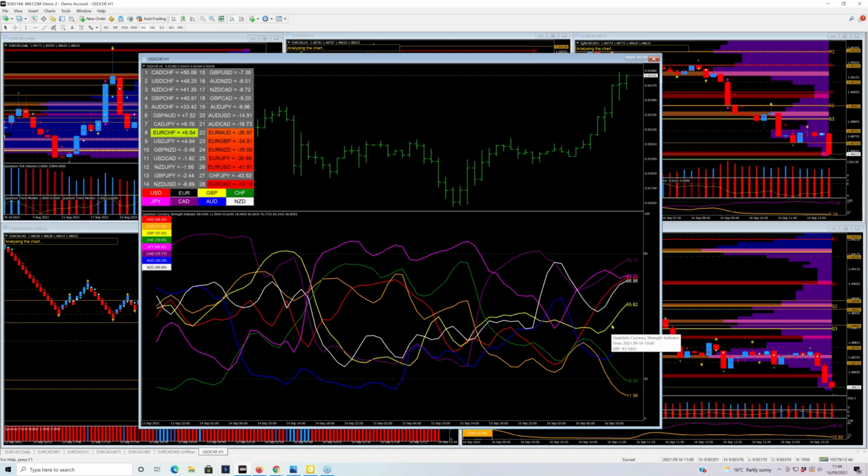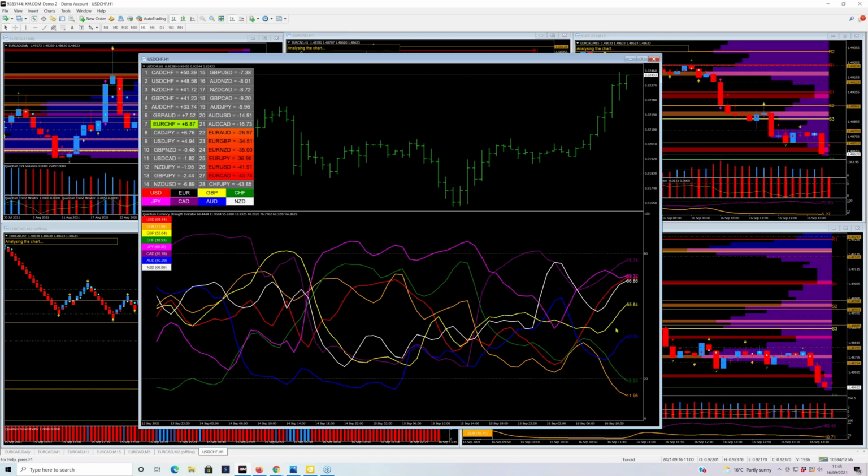So again, it's patience, and this is really one of the beauties of the CSI. It gives us so much information at a glance, so it saves you having to look at lots and lots of charts simultaneously. So clearly there's some nice strong buying of the pound, but look at the dollar. The dollar is also going up.